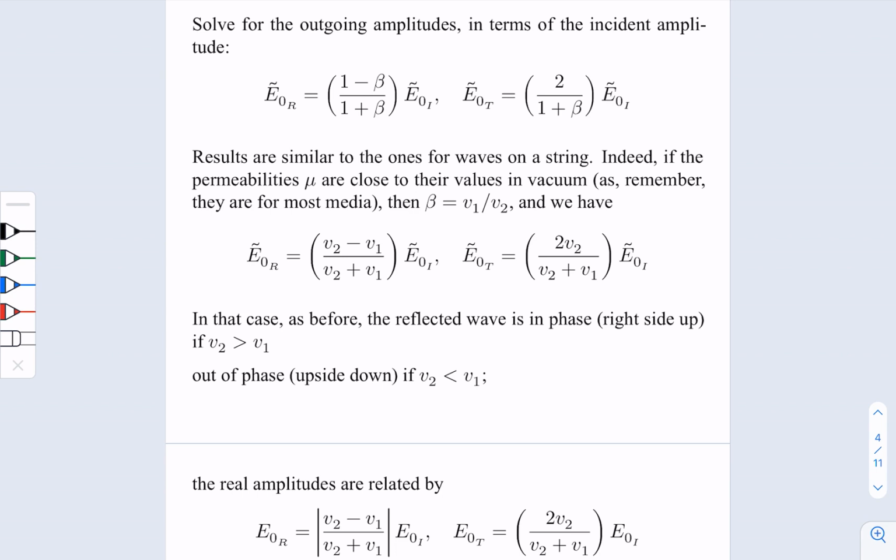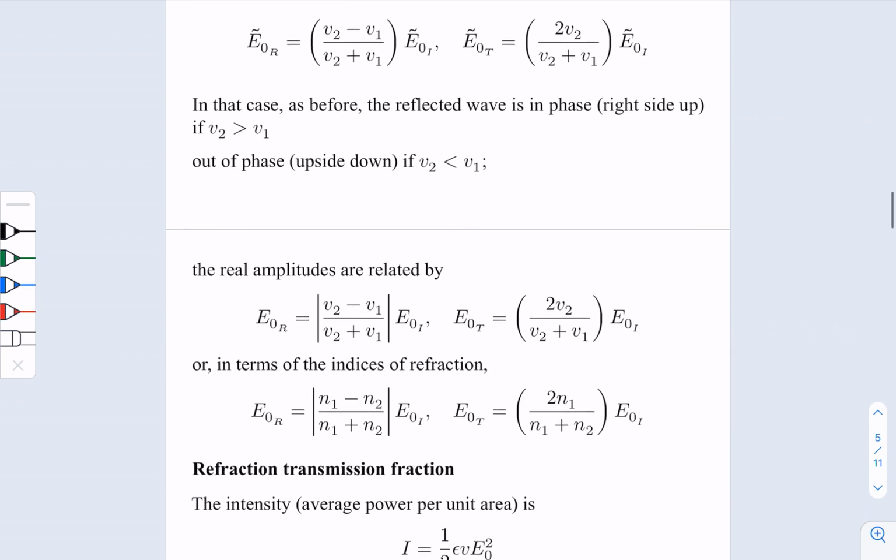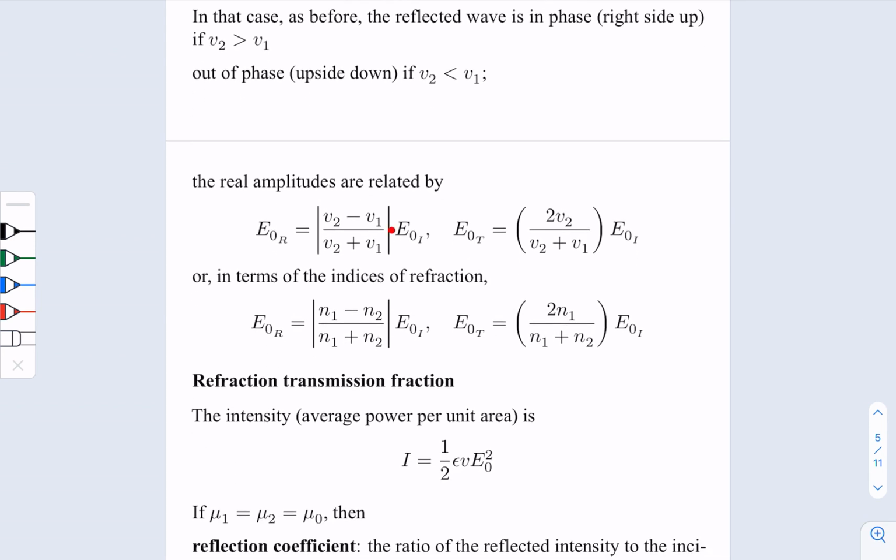So for example, here you see that this reflected light can take a minus sign if V2 is less than V1. So in that case, when the light is being reflected, we must pay attention that it has to add an additional 180 degrees phase. Now looking at the amplitude here, we see that if we re-express the speed of light in terms of the index of refraction, the final result is shown here.